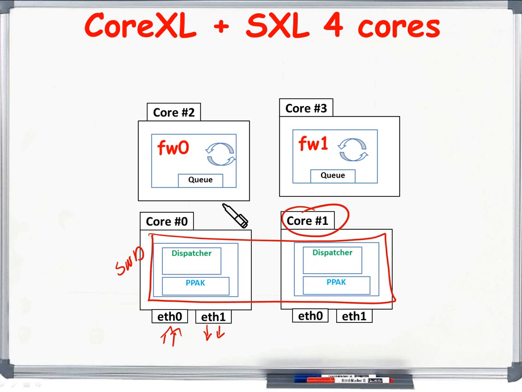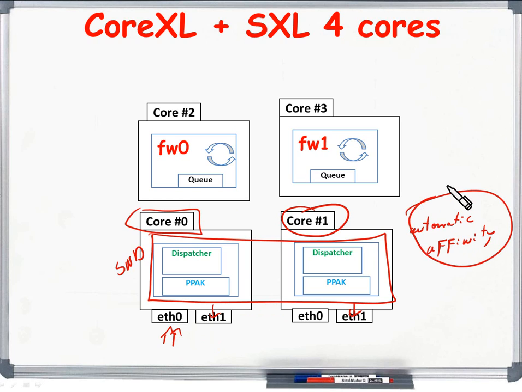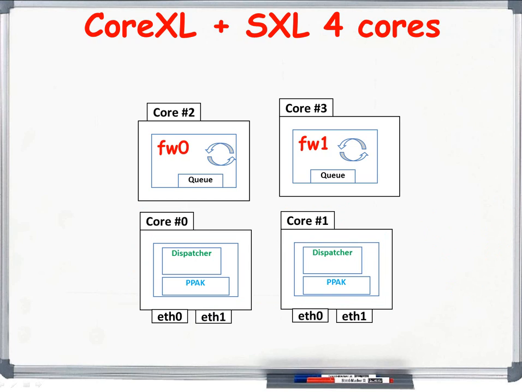And any traffic that needs to leave on ETH1 could be processed by either core, core 0 or core 1. This is what we call automatic affinity. Automatic affinity means that traffic can be processed by either core automatically. And so every 60 seconds it runs an algorithm, checks the load on the cores, and redistributes the load depending on how busy they are.